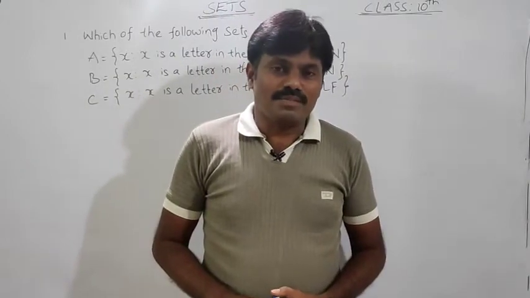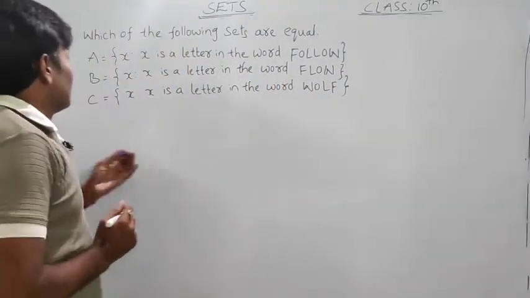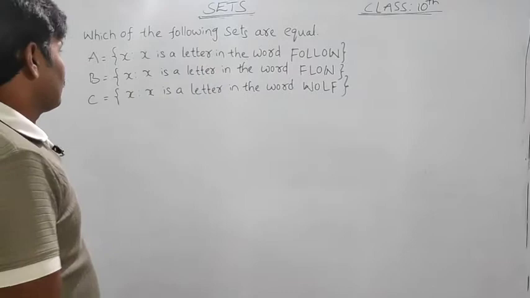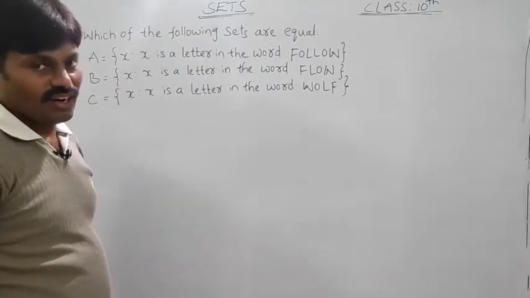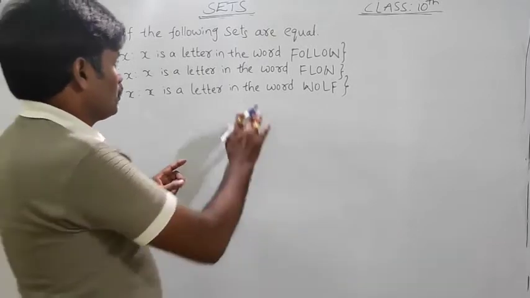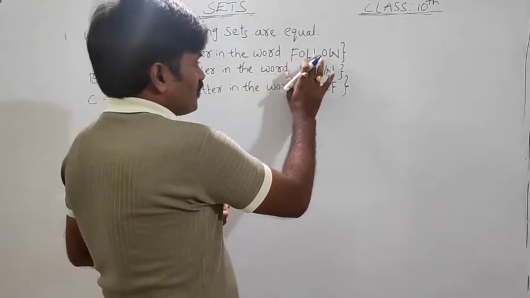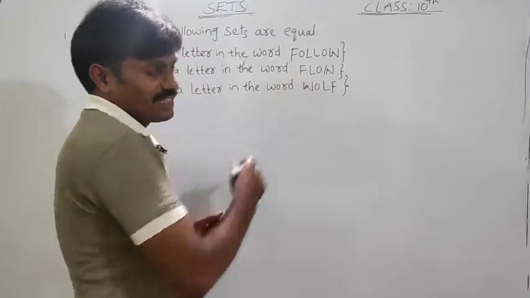Now we will solve problems based on this concept. See, which of the following sets are equal. Here A is equal to {x : x is a letter in the word FOLLOW}. So here how many letters are there? 1, 2, 3, 4, 5, 6. But here some letters are repeating.